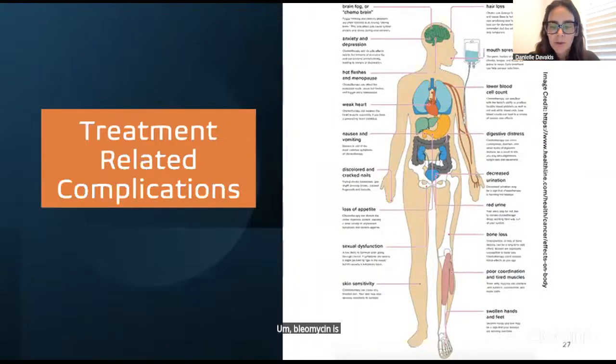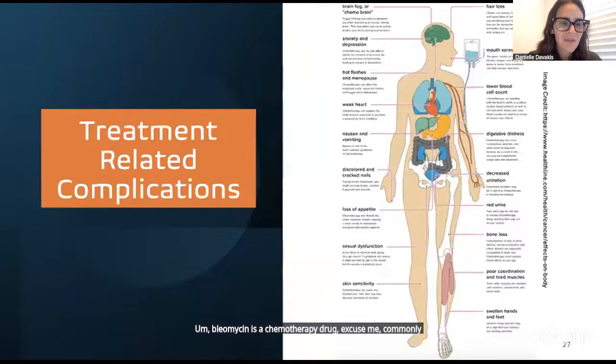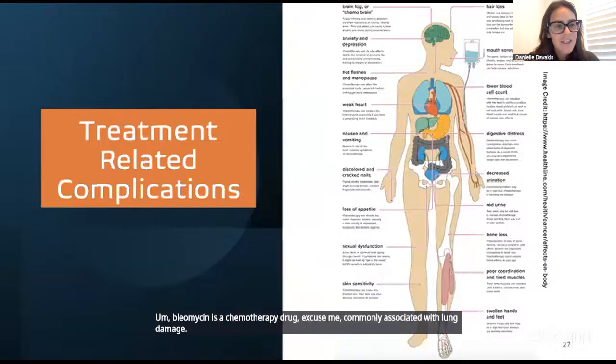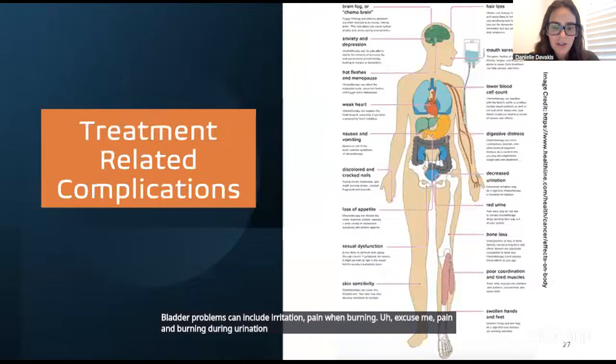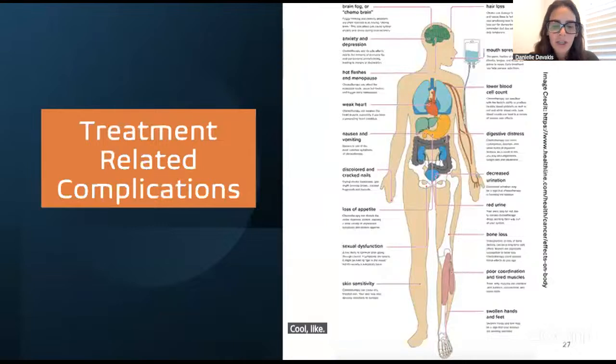Bleomycin is a chemotherapy drug commonly associated with lung damage. As far as the kidney and the bladder, chemotherapy and radiation to the pelvic and abdominal area can affect the kidneys and the bladder. This damage can decrease urine flow, and cause swelling, fatigue, headaches, as well as high blood pressure. Bladder problems can include irritation, pain and burning during urination, frequent urination, difficulty controlling your urine, so incontinence, and blood in your urine.